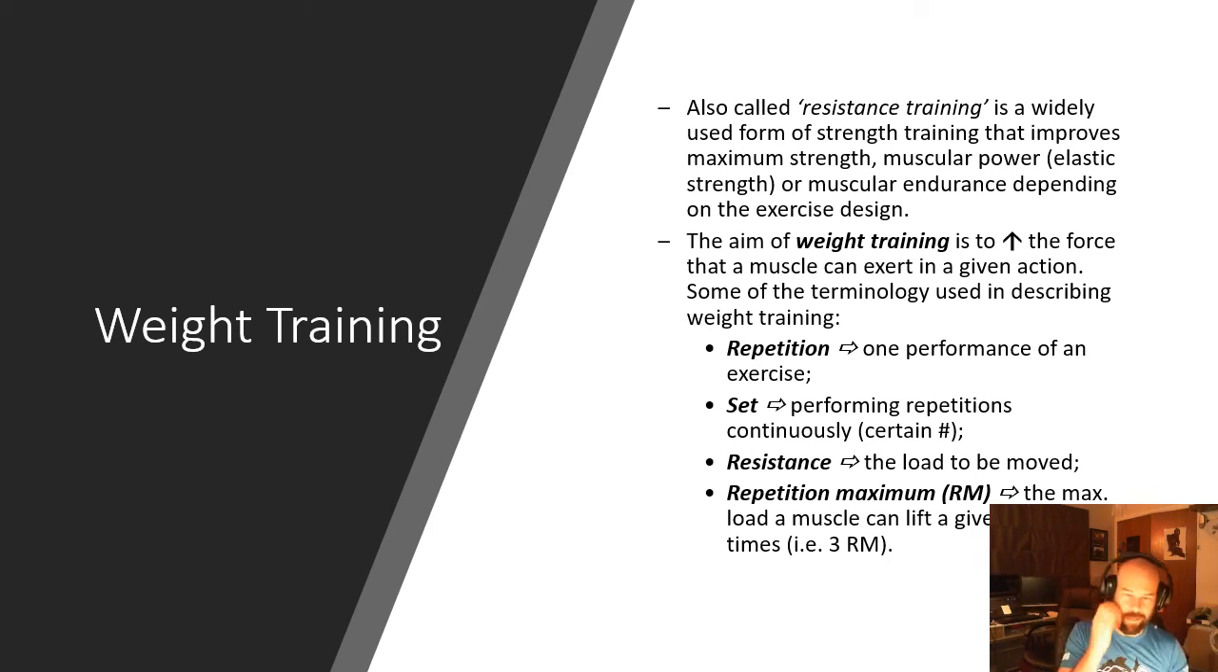Some of the terminology that you're going to hear quite a bit goes back to interval training. You've heard about repetition, you've heard about sets. A repetition is one performance of an exercise. So it might be a bicep curl, it might be a lat pull down, something like that. The set is how many of those repetitions. So you might do 3 sets of 5 reps, for example.